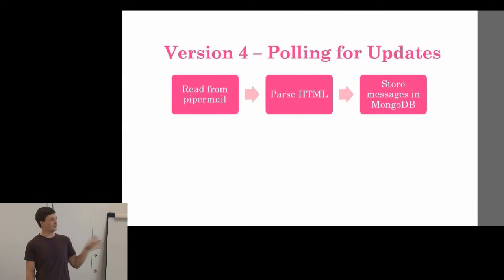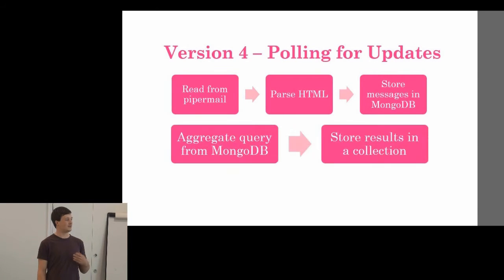So now we're reading messages from Pipermail. We're parsing the HTML because we want Unicode support. And we're storing messages in MongoDB because Git's way, way, way too slow for us. We have a separate thing that runs as a second task once we've done that, which runs a simple aggregate query over all of the messages to extract the threads, and we do that on the polling server and store it in a collection so we don't have to run that relatively expensive query every time a page loads.